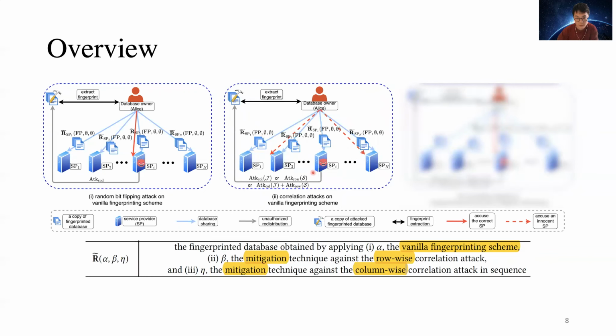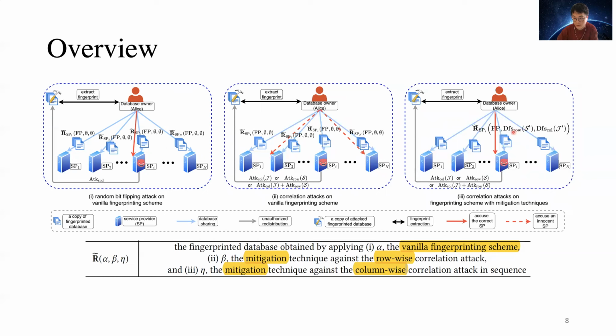But if the bad guy launches our identified column-wise correlation attack or row-wise correlation attack, or the combination of them, then with very high probability, it will cause the database owner to accuse other innocent service providers for the data leakage.